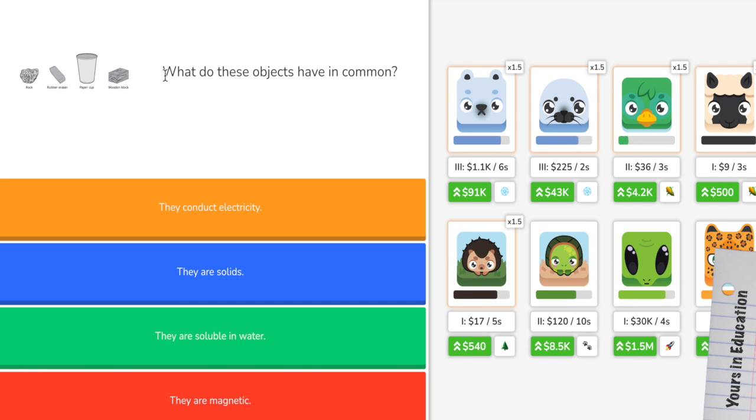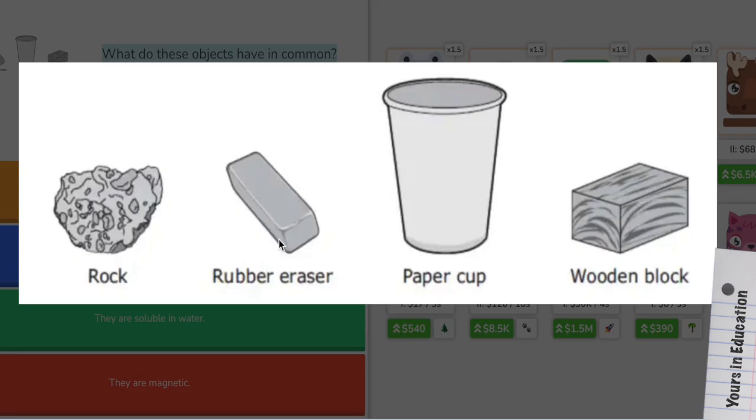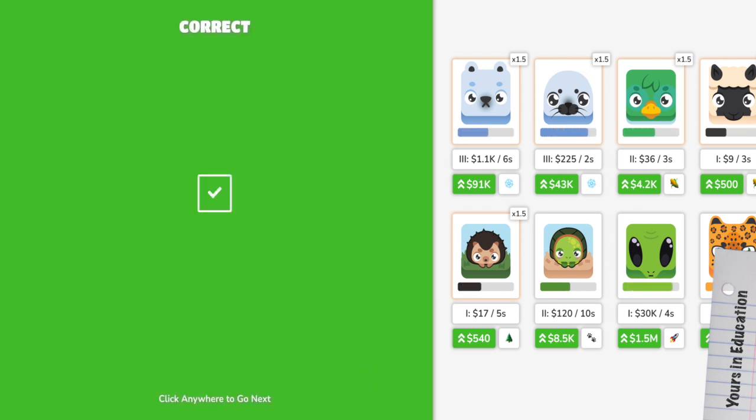Okay. What do these objects have in common? I have a rock, rubber eraser, paper cup, and wooden block. So they conduct electricity? No, they are solids. Yes. They are soluble in water? No. They are magnetic? No. So they are solids. Okay.